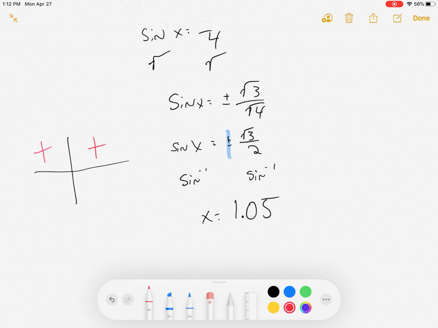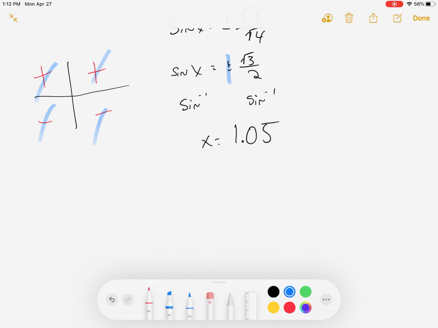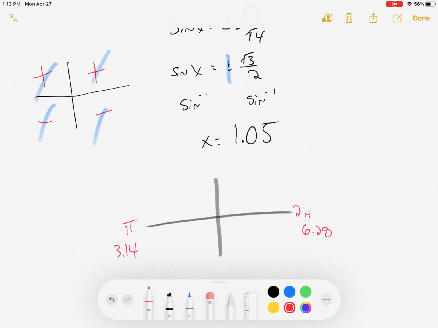But again, what this plus or minus tells me is, hey, we're dealing with sine. Sine is positive above the x-axis. It's negative down here. But the plus or minus tells us we want 4 answers. So 1.05, where does that fall? Well, let's find out. This is pi. This is 2 pi. Pi equals 3.14. 2 pi equals 6.28. 1.05, not 1 pi. 1.05 falls here. That's my quadrant 1 answer. I want answers for quadrant 1, quadrant 2, quadrant 3, and quadrant 4.